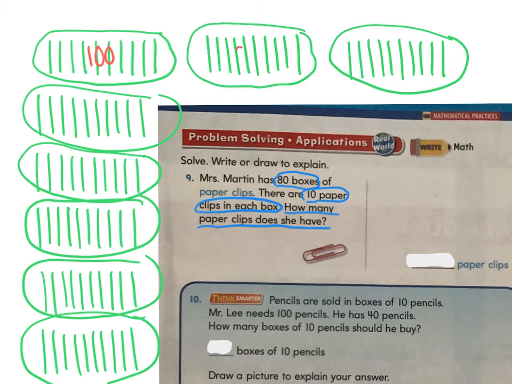100, 200, 300, 400, 500, 600, 700, 800. So how many paper clips does she have? She has 800 paper clips.